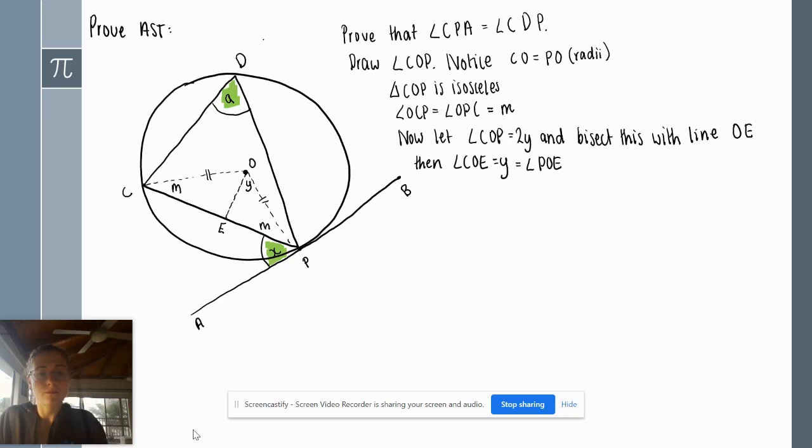And we're going to get back to this line later. But first, let's have a check. What else can I put in here? Well, what about angle OPA? What do you know about that?